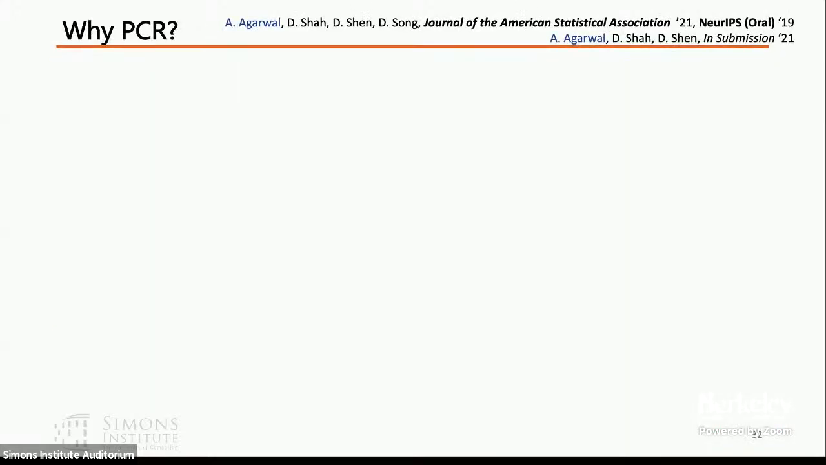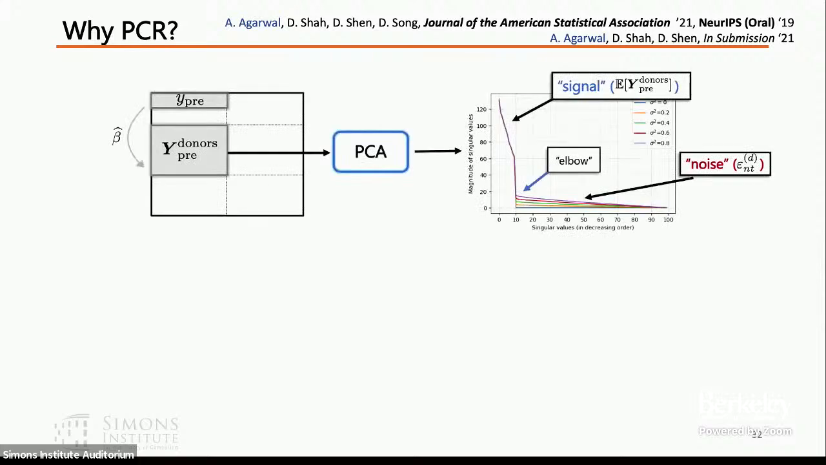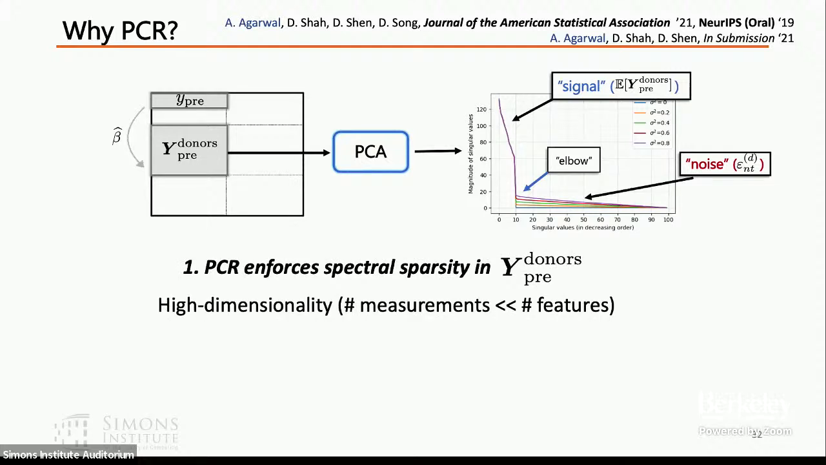Okay, I'm going to end in another minute. I'm just going to spend a little bit of time telling you about principal component regression. That's the key to our entire procedure. So again, what is PCR? It is where you first do PCA on Y donor pre to find a low rank approximation before doing ordinary least squares. So why PCR? One, it has a bunch of implicit benefits. The first is that it enforces spectral sparsity in your Y donor pre. And in the high dimensional setting, where the number of measurements might be a lot smaller than the number of features, this helps.